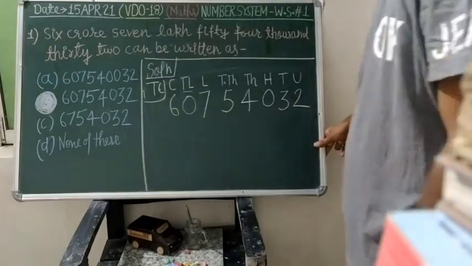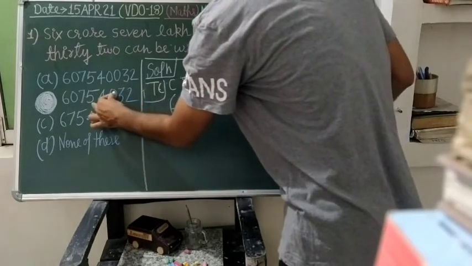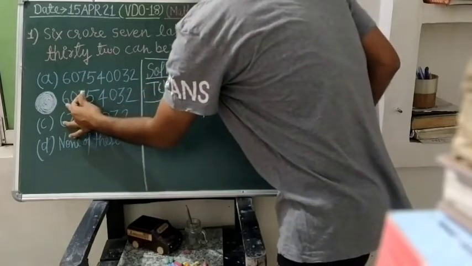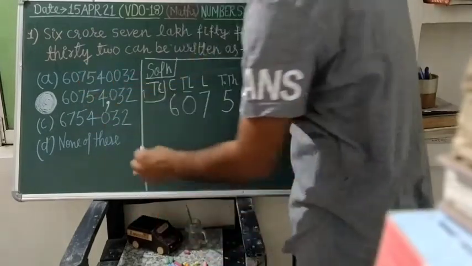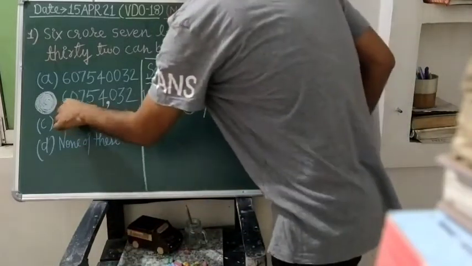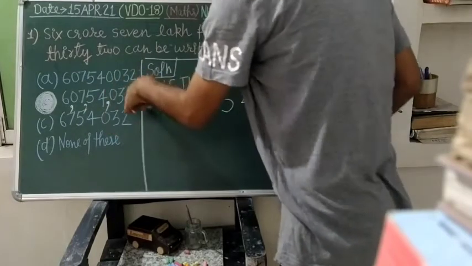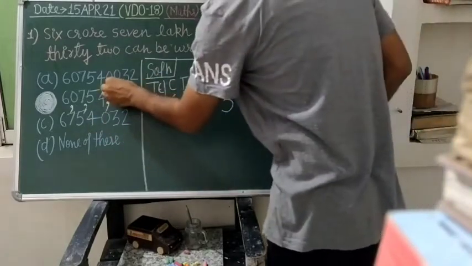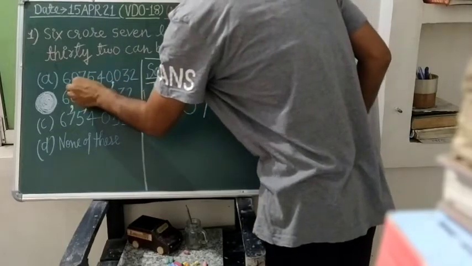You can read it out as well: unit, 10, 100, 1000, 10,000, lakh, 10 lakh, crore. You can put the comma after 3 digits, then after 2 digits, as I have told you. So it will become 6 crore 7 lakh 54,032. You can cross check it also: put the comma after 3 digits, then after 2 digits, then after 2 digits.